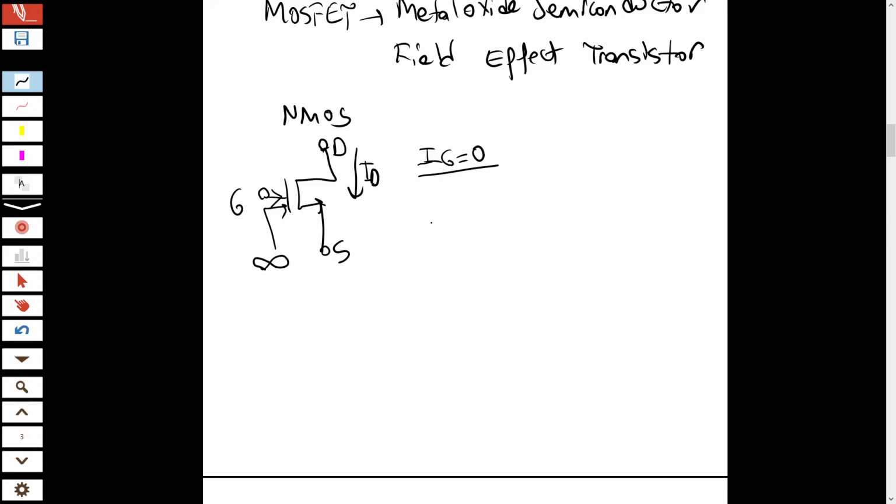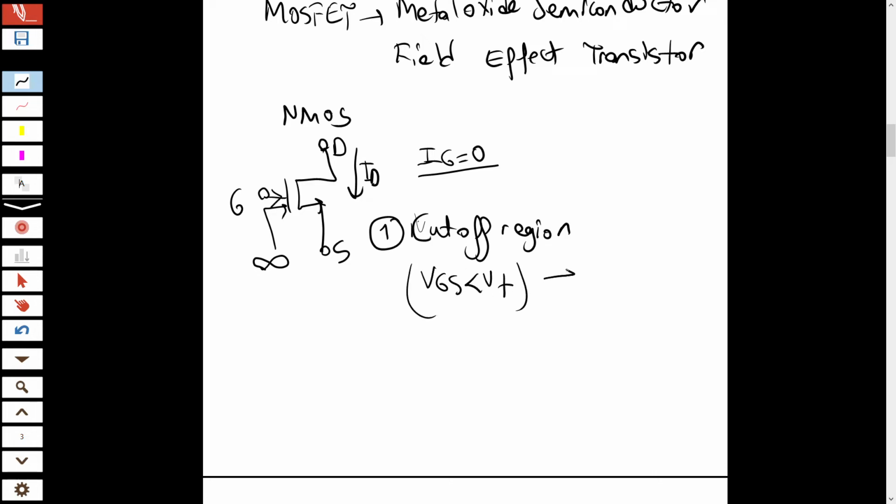Basically, a MOSFET has three regions in its operating point. One is cutoff region. In cutoff region, VGS is less than threshold voltage, and when VGS is less than threshold voltage, there will be no current passing through transistor, and transistor is in cutoff region.